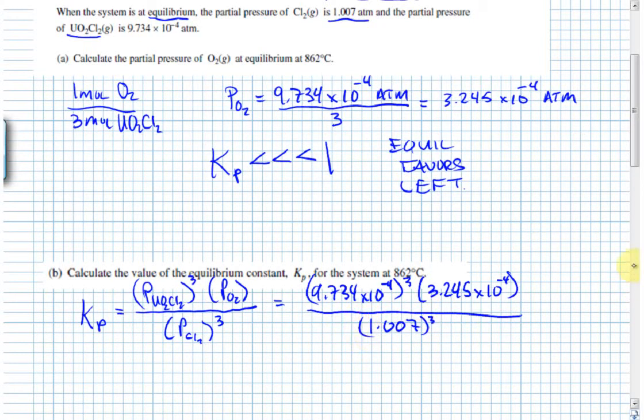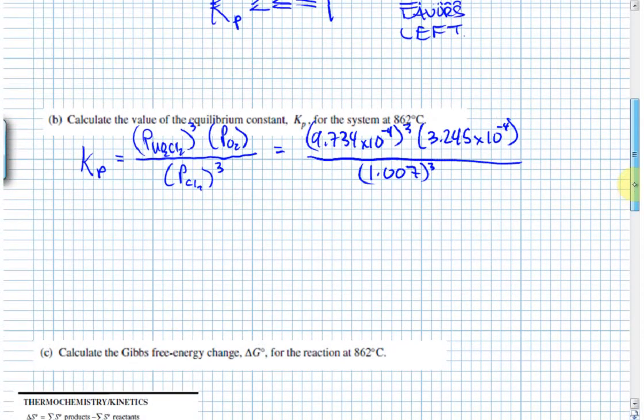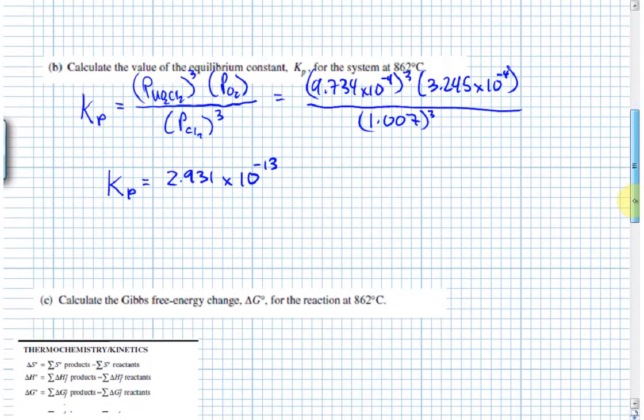Remember, equilibrium constants do not have units, so we plug those values into our calculators, and we confirm that indeed the equilibrium constant for this reaction is incredibly small, 2.931 times 10 to the minus 13th. Again, anything 10 to the minus 13th is very, very small. So that very, very small equilibrium constant matches with our prediction and our observation that the reaction lies far to the left-hand side.